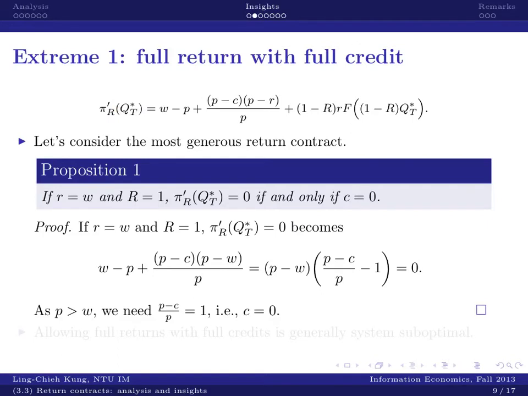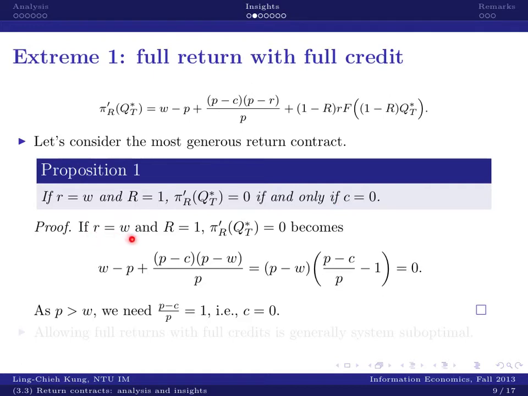Okay, we have this proposition. Suppose r is w, which means full credits, and capital R is 1, which means full return. In that case, the first order condition can be true if and only if c is 0. Let's see how we may prove this.